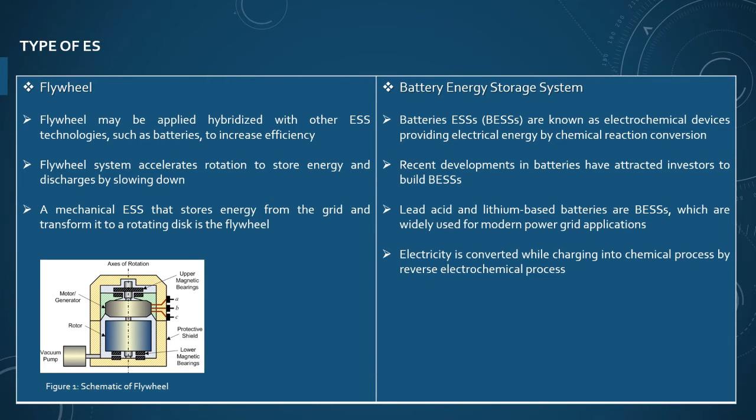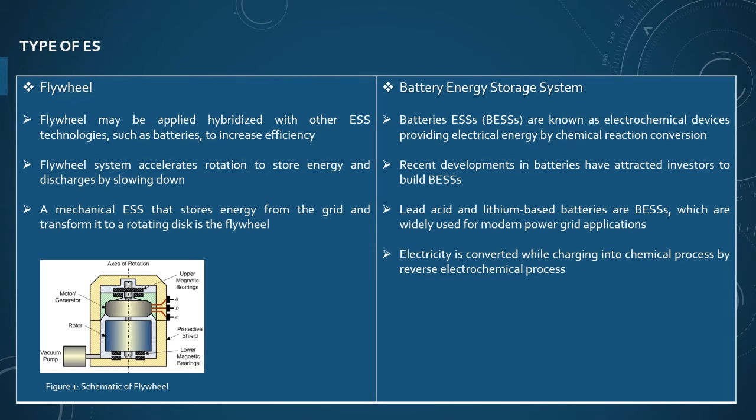Next, we go into the types of energy storage. The first one is the flywheel system. A flywheel may be applied hybridized with other ESS technologies, such as batteries, to increase efficiency. A flywheel system also accelerates rotation to store energy and discharges by slowing down.